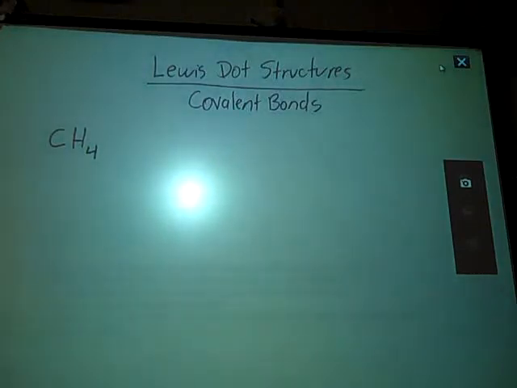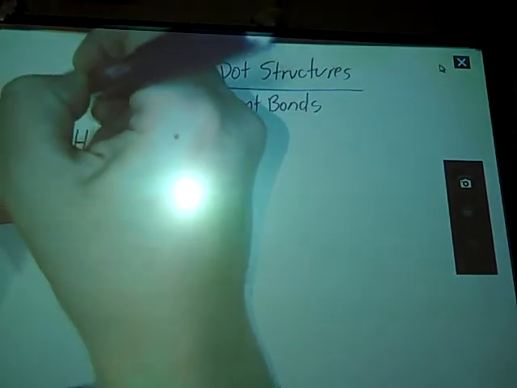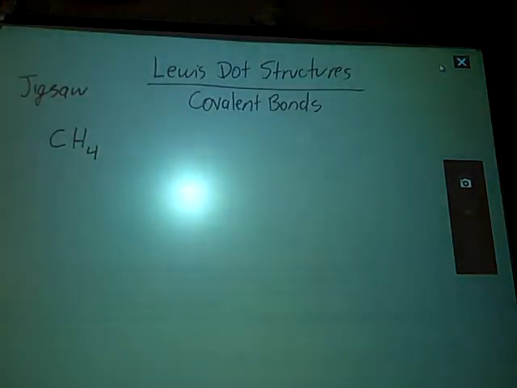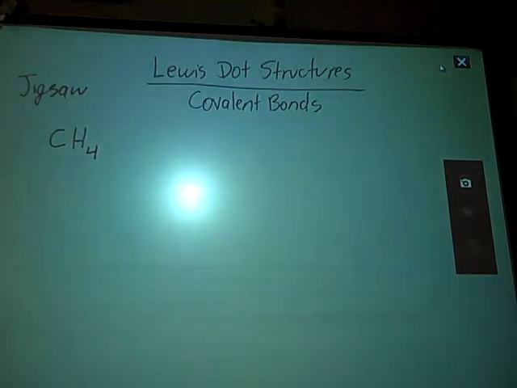Now on to covalent bonds, using Lewis dot structures to represent covalent bonds. Covalent bonds involve the sharing of electrons. So now we actually get to start connecting some dots, since my electrons are not actually being transferred from one atom to another. This first method I like to call the jigsaw method, because we are going to fit our atoms together as if they were pieces of a jigsaw puzzle.